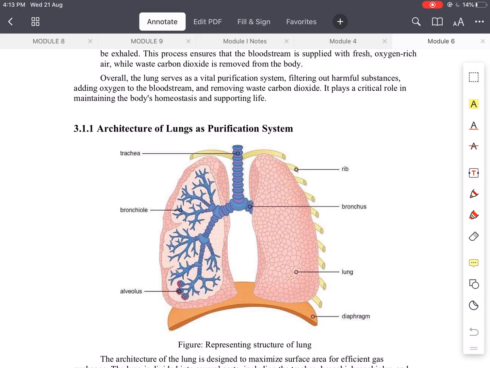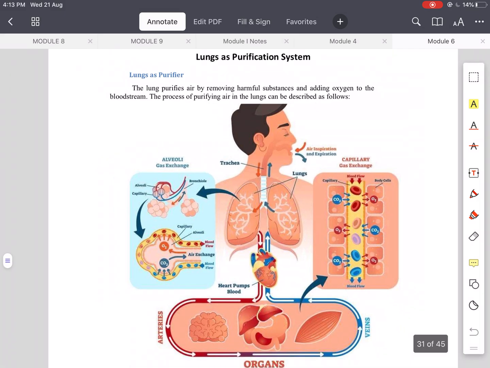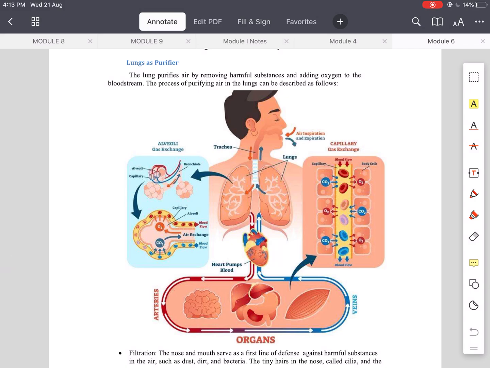In this particular video, we will be discussing one more major organ, that is the lungs. How is your lung acting as a purification system? You can see in the representation shown here on the screen that the lung plays a major role in bringing oxygen to the different vital functions of the body. It has two parts, the left side of the lung and the right side of the lung. The work is almost equal.